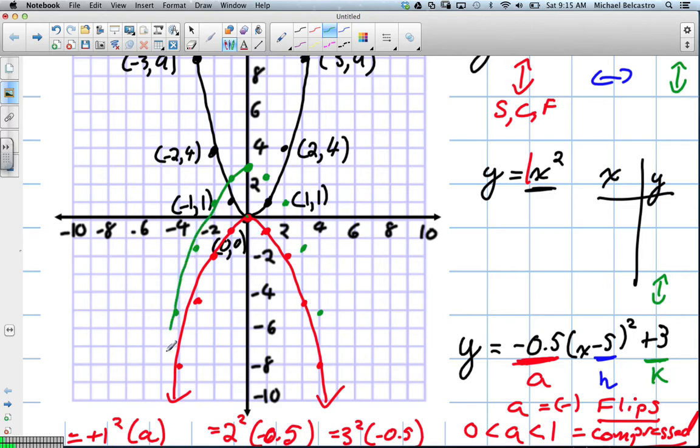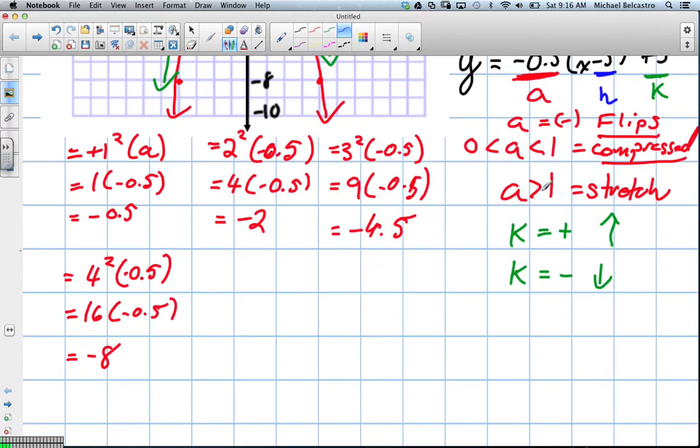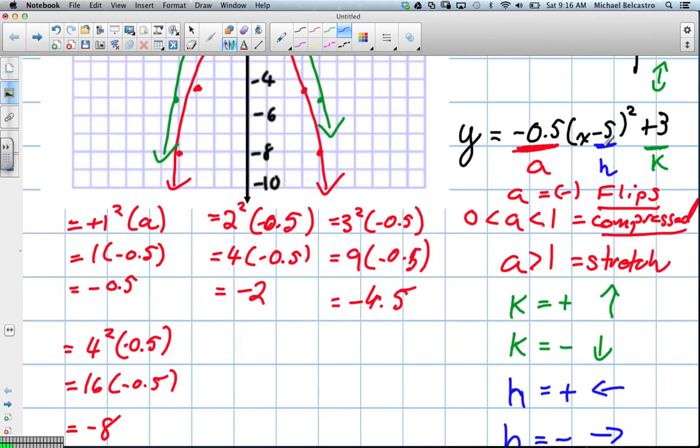We've done A and K. So this has been flipped and compressed and moved up. And then there's one last one we have to do, H. H does left and right. Now, H is a little different from K. When H is a positive number, we don't go in a positive direction. Sorry, H. When H is positive, you would think positive is to the right, but it's counterintuitive. It's the opposite. So we move it to the left. When H is negative, we go in a positive direction. We go to the right. So we have -5. That means we go to the right 5 units.